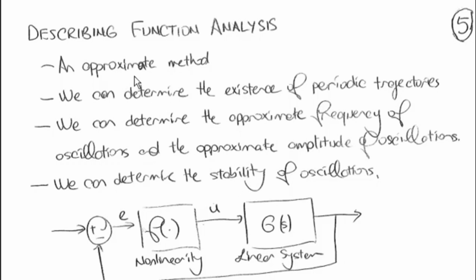So the describing function analysis is an approximate method, so anything we say is not really a definite conclusion. So without using a computer, we cannot actually confirm or deny these results, and we can determine the existence of periodic trajectories by using describing function analysis, and we can try to find approximate frequency and the amplitude of the oscillations using describing function analysis, and we can also look at the stability of the oscillations. I will try to explain what I mean by stability of oscillations.